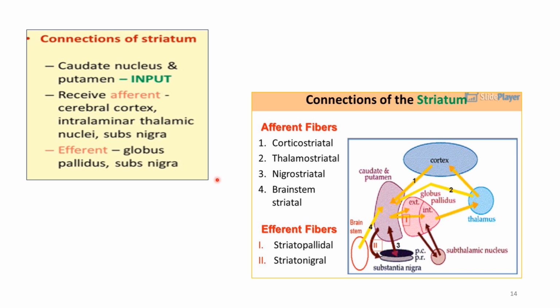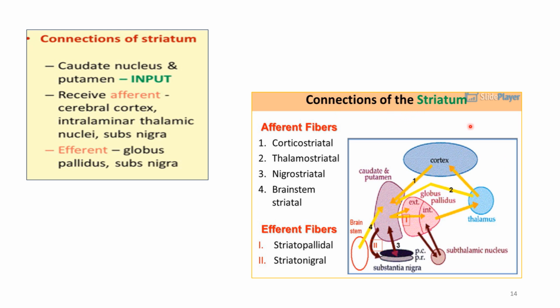Then efferents will go to globus pallidus and substantia nigra. As in the previous diagram, efferents will go to globus pallidus externus and internus. So these are direct connections. From the striatum the efferents go to globus pallidus externus and internus, and to the substantia nigra pars reticularis.